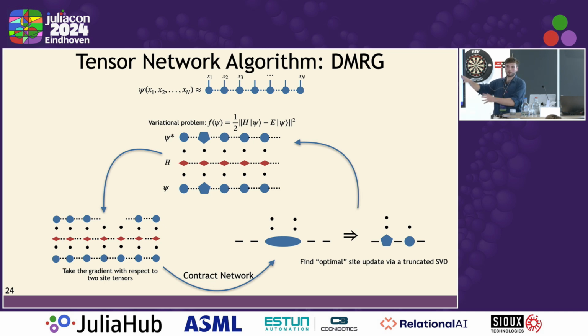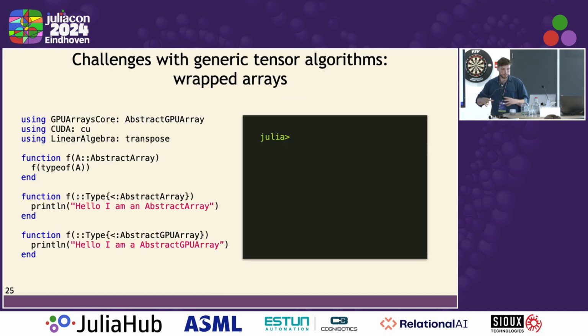But the number of operations can be complicated. And where the complicatedness comes from is actually the generic coding backend of our code in Julia. We want to be able to just give our tensors to functions that are based on, say, abstract array versus GPU array, so that our code works out well. But we found some problems.